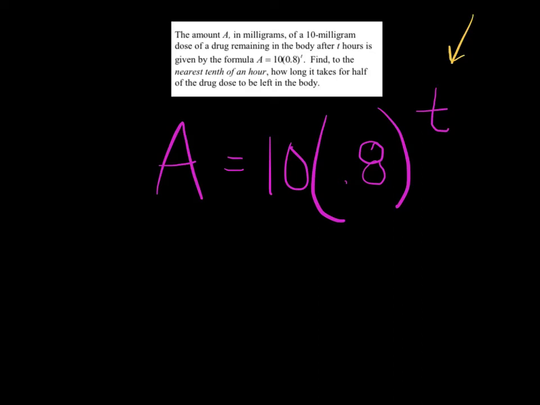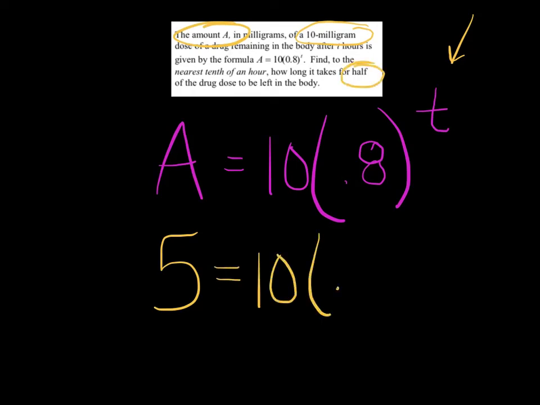Well, how much of the drug dose do you have? Well, it said there was a 10 milligram dose of a drug. Therefore, you want to end up with the amount of 5. And why 5? Because it said the word half. I want half of that dose. I've got 10 times 0.8 to the t.